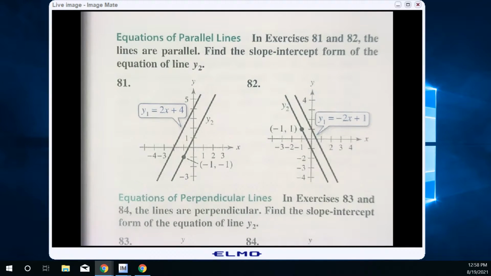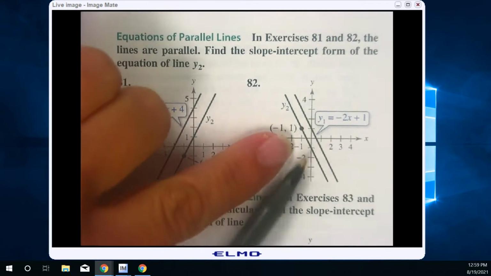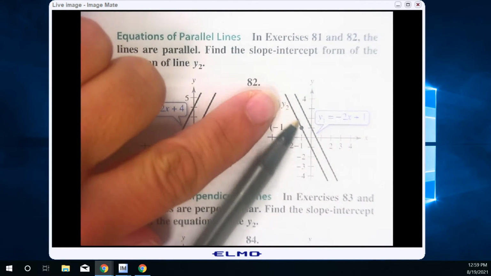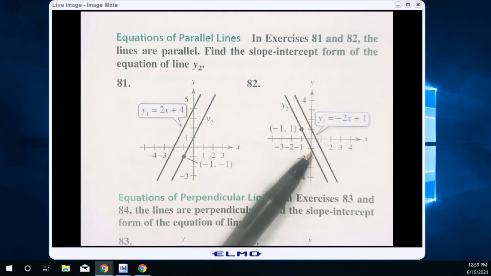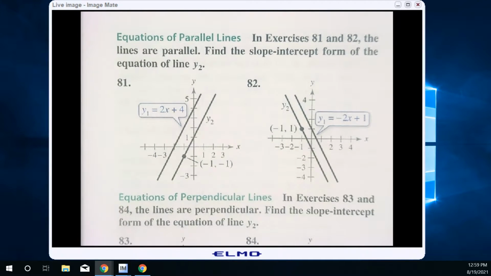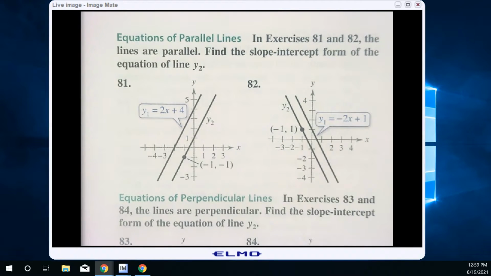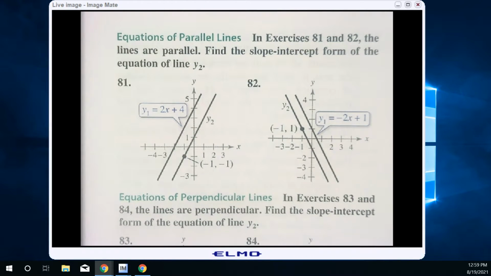And what is my y-intercept? Guess again. Negative 1. The y2 line goes right there. So the y-intercept would be negative 1. Are you okay with that? Yeah. Okay. And if you didn't have a clear y-intercept, you would have had to use the point and the slope to write the equation of the line. Okay?